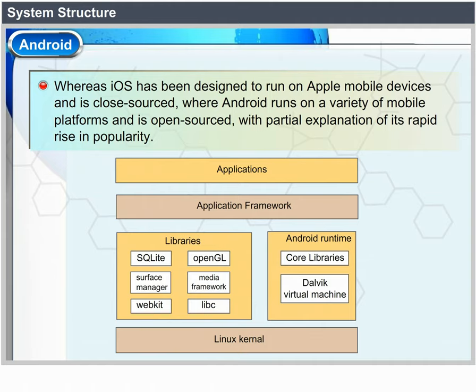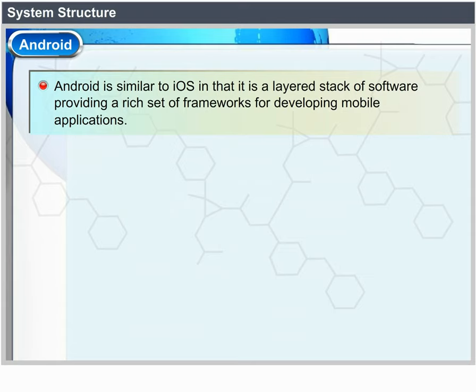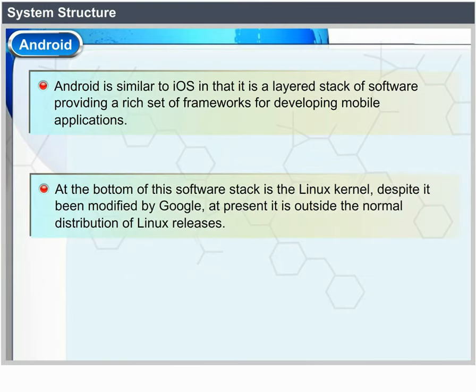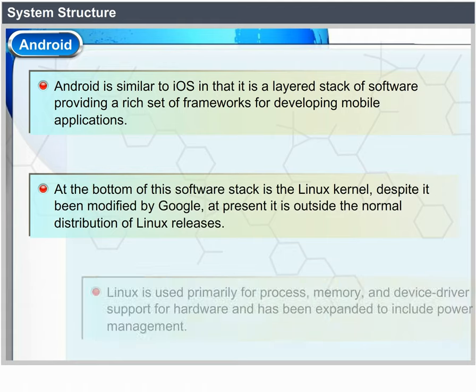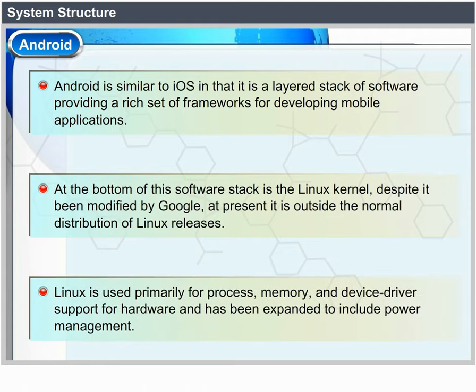Android is similar to iOS in that it is a layered stack of software that provides a rich set of frameworks for developing mobile applications. At the bottom of this software stack is the Linux kernel, although it has been modified by Google and is currently outside the normal distribution of Linux releases. Linux is used primarily for process, memory, and device driver support for hardware and has been expanded to include power management.